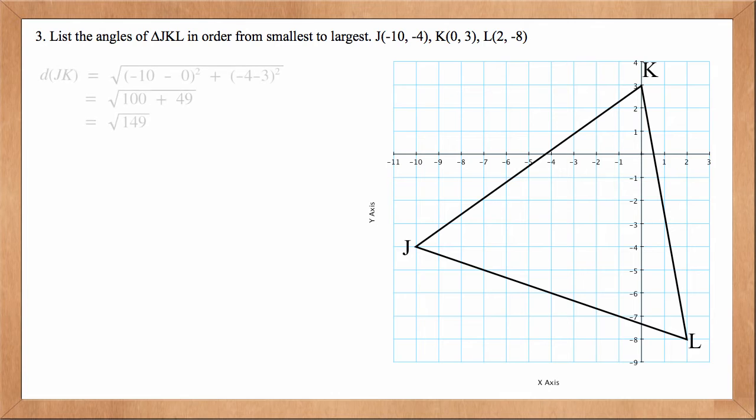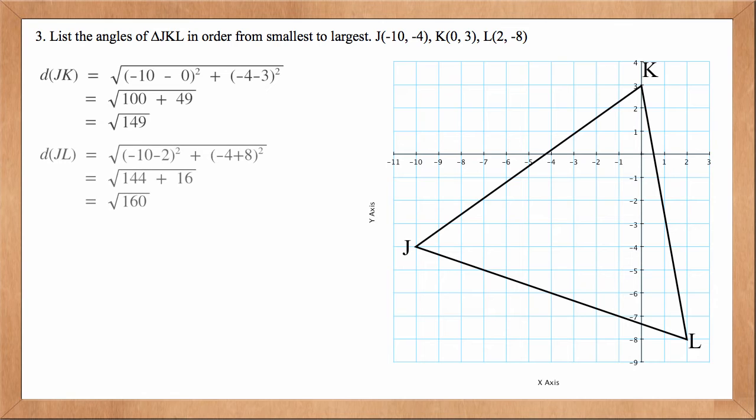So what we do first is we find the distance from J to K using the distance formula. The distance from J to K turns out to be the square root of 149. Then I find the distance from J to L using the distance formula, and I get the square root of 160. So far, JL is the largest. Then I find the length of KL, which is the square root of 125.